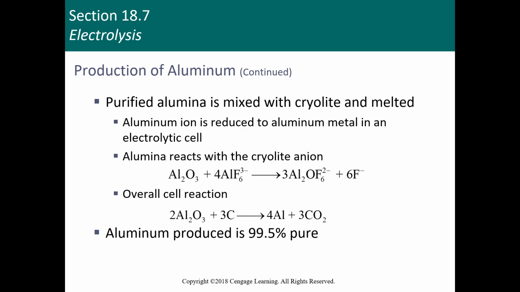Typically, you can only find these sort of facilities next to a nuclear power plant. So alumina reacts with the cryolite anion, like so. The overall cell reaction is thus this right here. And so the aluminum produced from this is 99.5% pure. And this is actually pretty common for most electrolytic cells.